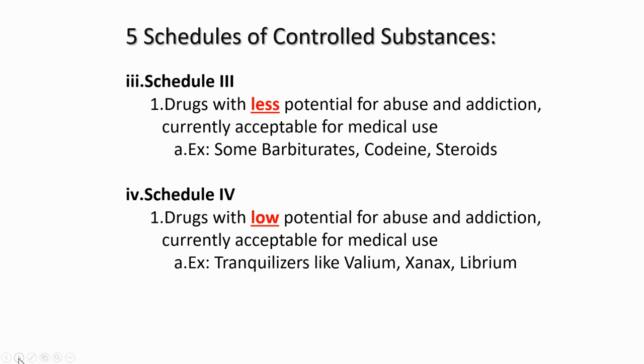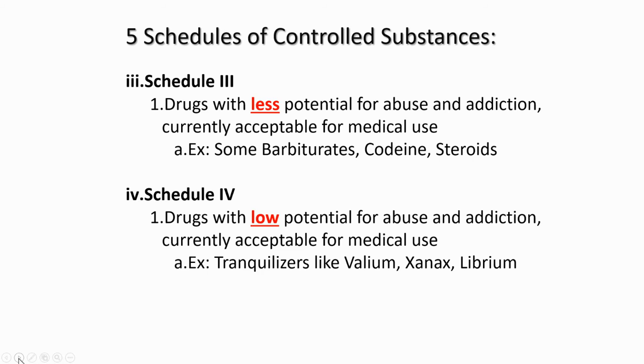Schedules of controlled substances, including Schedule 3: drugs with less potential for abuse and addiction and currently acceptable for medical use. So that would be some barbiturates, codeine, and steroids. You're going to have a prescription for these things, right? Steroids, so hydrocortisone, inhalers and things like that. Codeine is like some prescription-based cough syrups. Barbiturates are just different things that kind of relax people down.